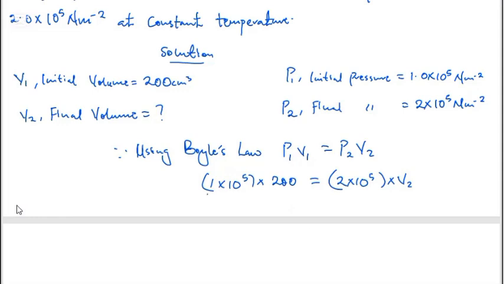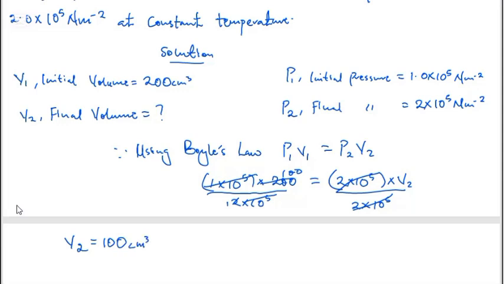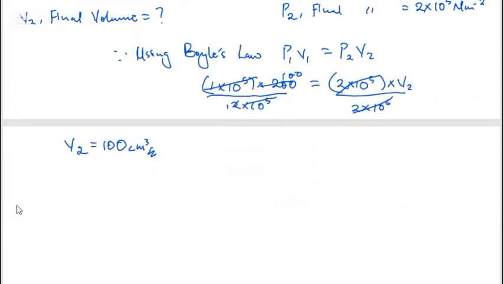Divide both sides by 2 times 10 raised to the power 5. So we are left with V2 here. Then 2 here is 1, 2 here is 100. So 1 times 10 to the power 5 and 1 times 10 to the power 5 cancel out. So what are we left with? V2 is equal to 100. What is your unit? Take note, cm cube. So that is your answer.